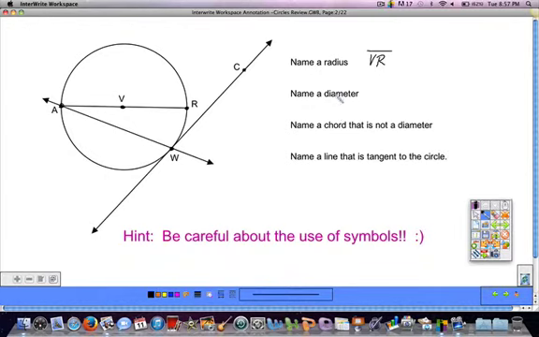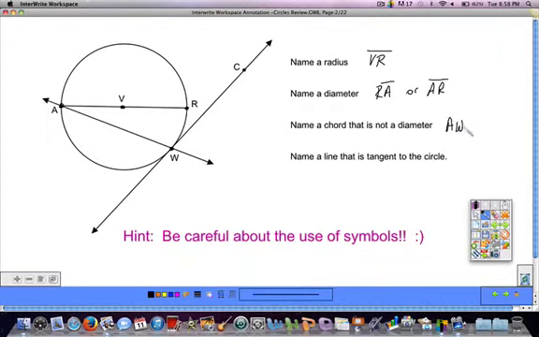All right, name a diameter. Okay, so hopefully you put RA or AR. Okay, name a chord that is not a diameter. All right, so remember that AR is also a chord. But here we're looking for AW or WA.